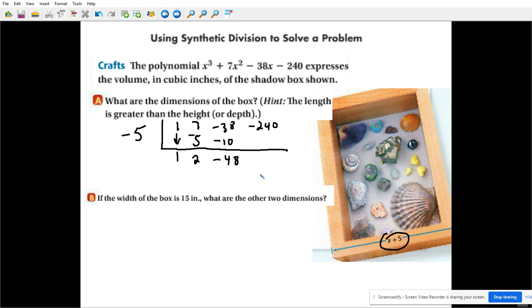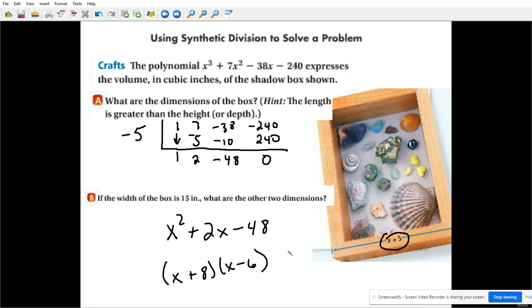Okay, -5 times -48 is positive 240, which means I have a remainder of 0. So I'm left with x squared plus 2x minus 48. There's no remainder, so I don't need to write that. Now this is asking, what are the other 2 dimensions of the box? And I'm left with a quadratic that I can factor. So I would be able to factor this to x plus 8, x minus 6. There's the other 2 dimensions of that box using synthetic division.